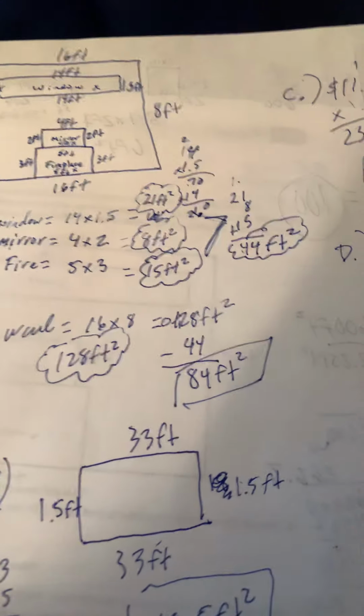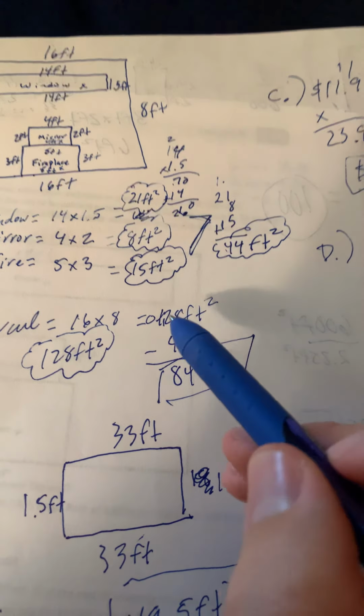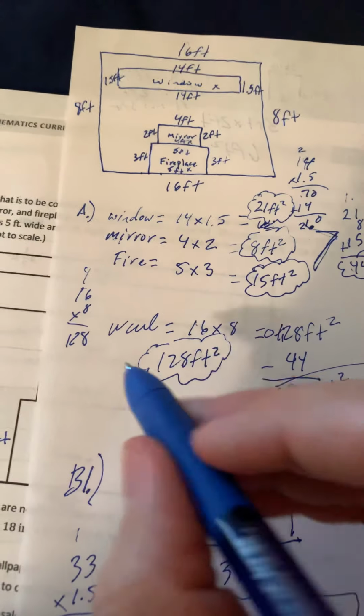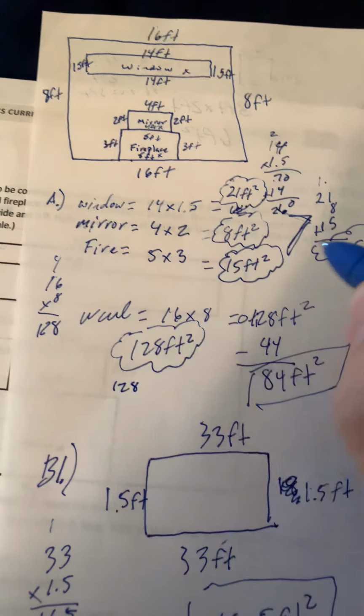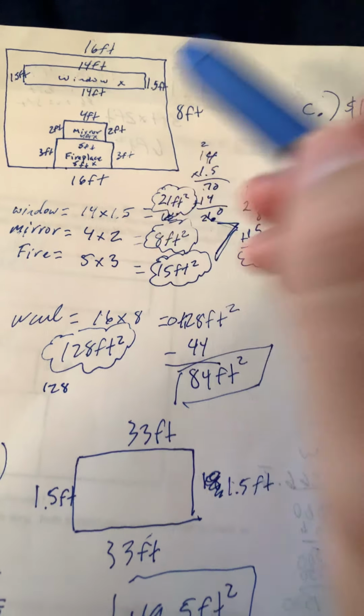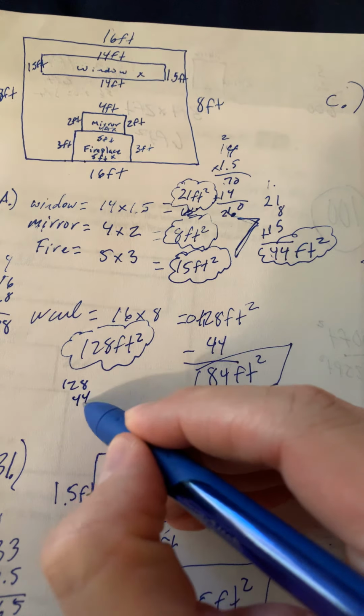Okay. And then the last step that I did, I subtracted from the area of the wall, which is this one right here, 128, minus the area of the three items, which is the window, the mirror, and the fireplace, which is 44.